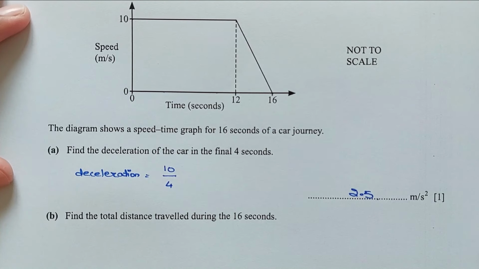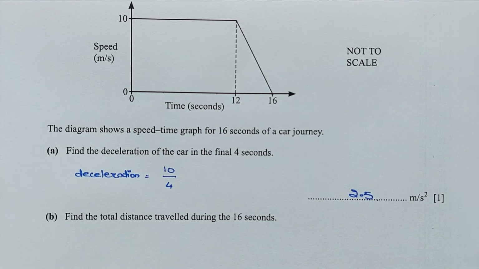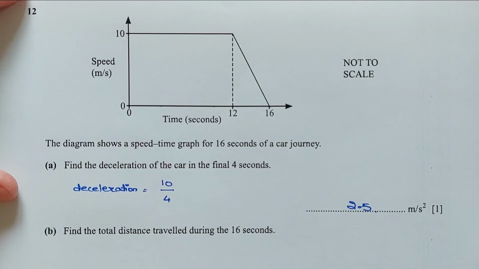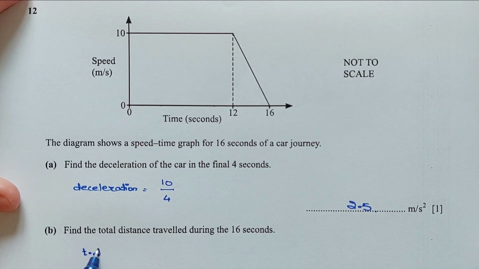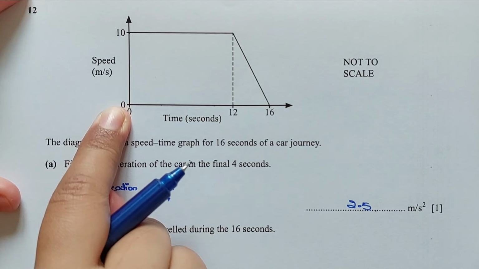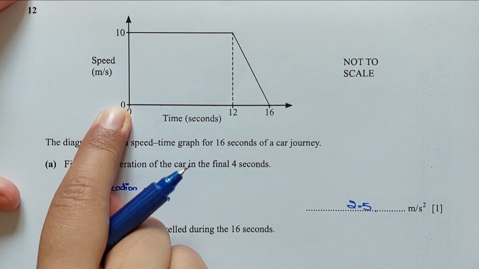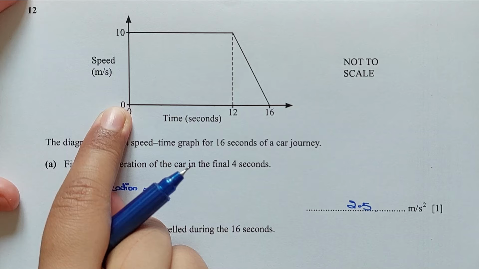Now for part B, find the total distance traveled by 16 seconds. The total distance traveled is basically the area under the curve. So as you can see, the shape looks like a trapezium. So the total distance traveled is the area of a trapezium.